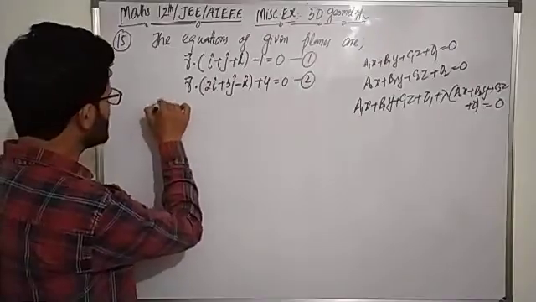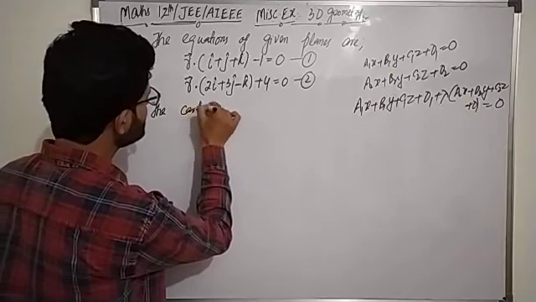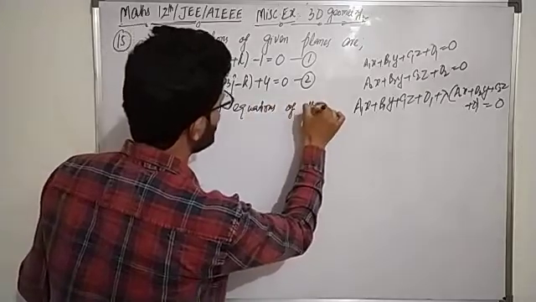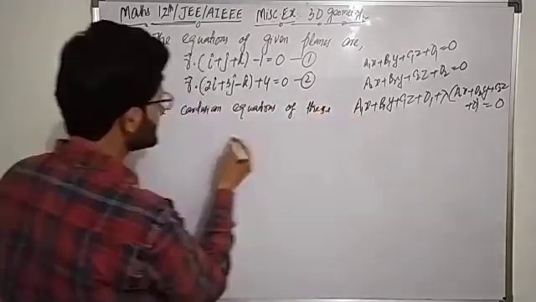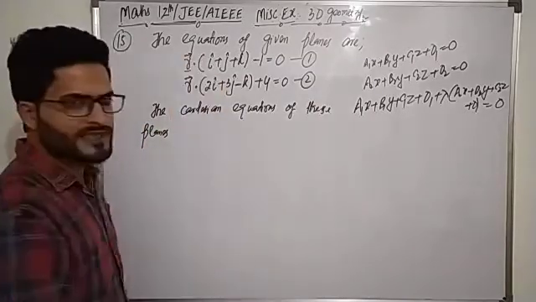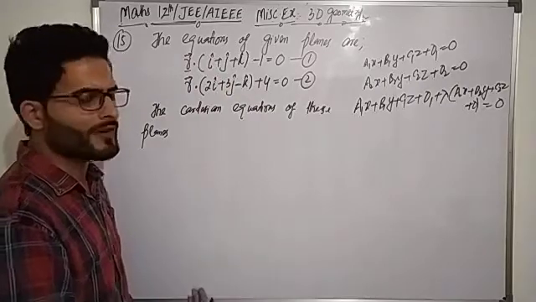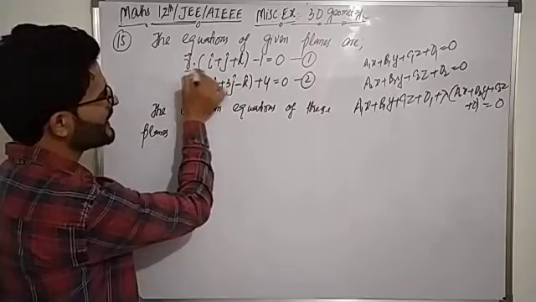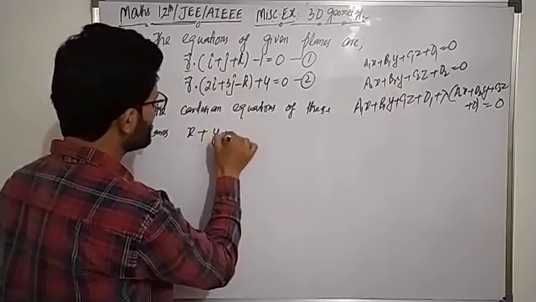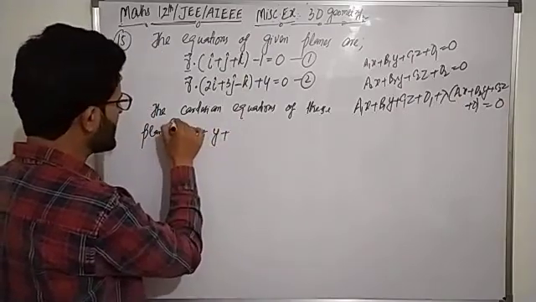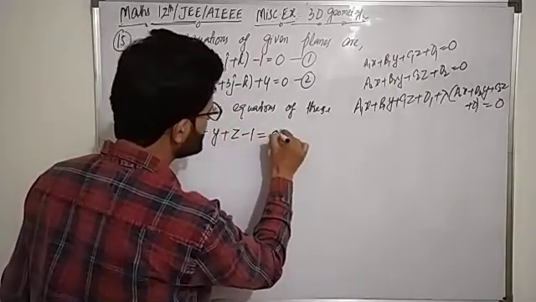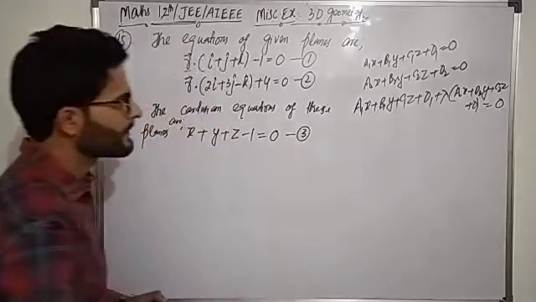What would be the Cartesian equations of these planes? r vector is actually xi plus yj plus zk, the position vector of an unknown point. Then take the dot product of xi plus yj plus zk with i plus j plus k, so x into 1 that is x, plus y into 1 that is y, plus z. The Cartesian equation of this plane is x plus y plus z minus 1 is equal to 0.